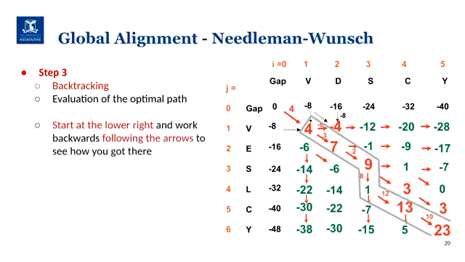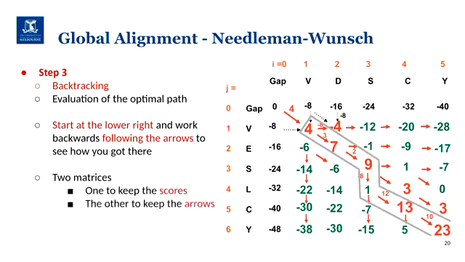So we always start from the lower right, and we build our way up following the arrows and see how we get there. So basically, we need those two matrices, one to keep the scores and the other one to keep track of the arrows. And we end up with this alignment, which is the optimal global alignment for these two sequences. Okay? Sorry. Which will have a score of 33.